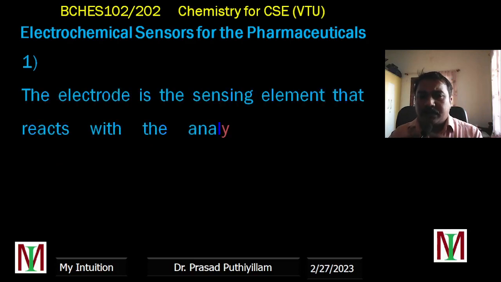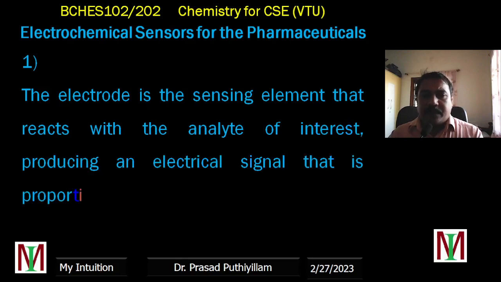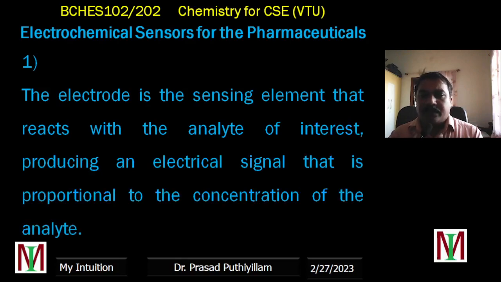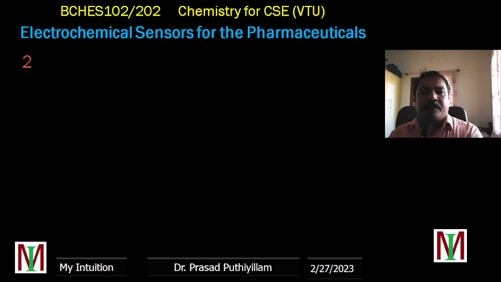The electrode is the sensing element which reacts with the analyte of interest. Analyte of interest means the sample we want to measure. It produces an electrical signal which is proportional to the concentration of the analyte.